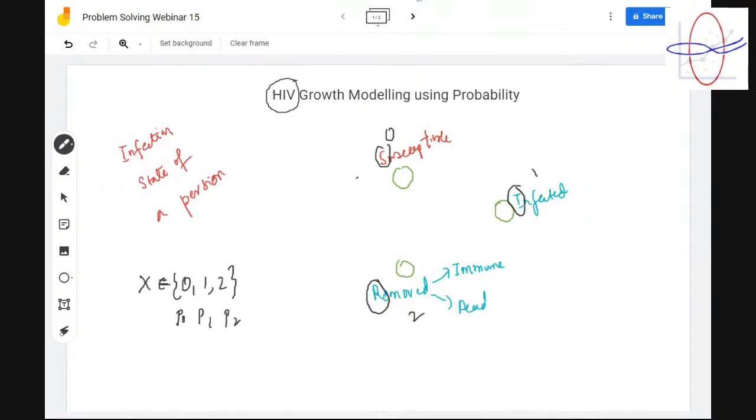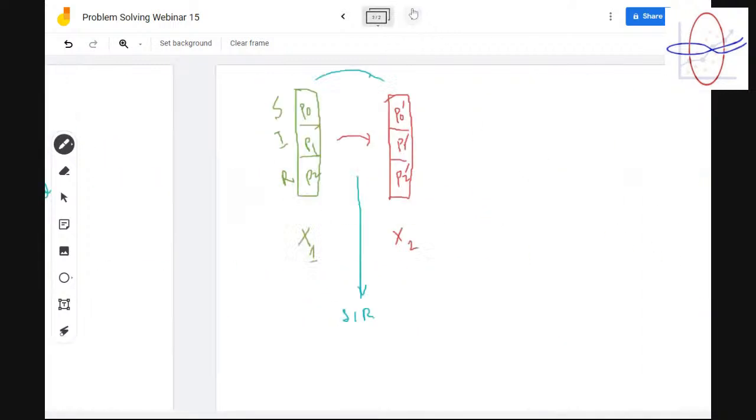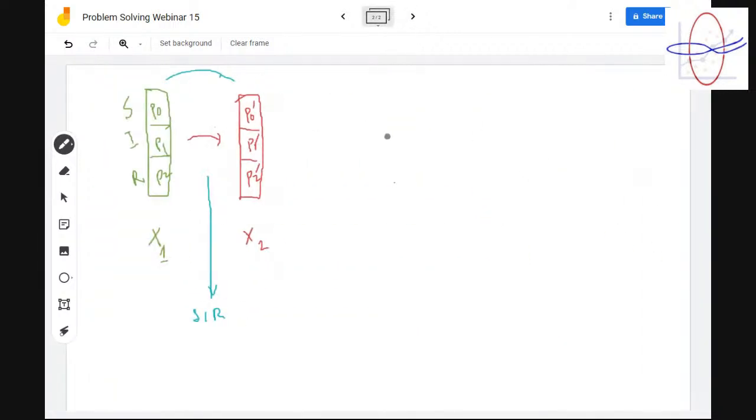A susceptible being, initially, can remain susceptible. In the next step, take any individual. If that person is susceptible, that person can again become susceptible, or become infected. That person can also become immune somehow, that is, removed. That person can also die, so that is removed too.